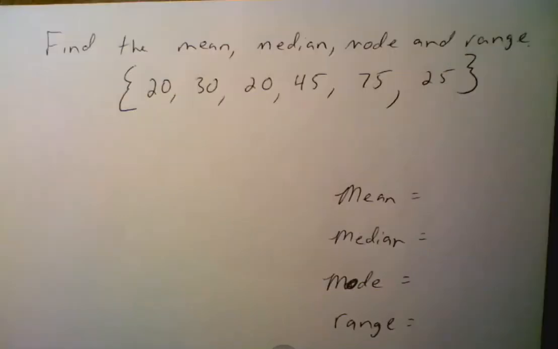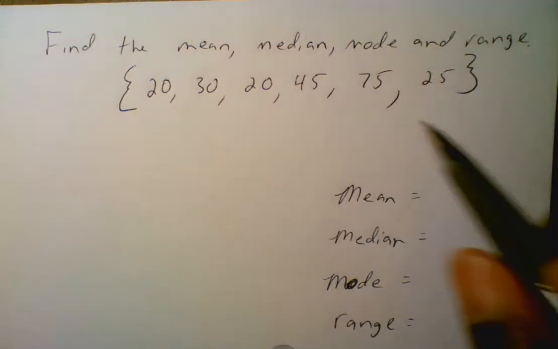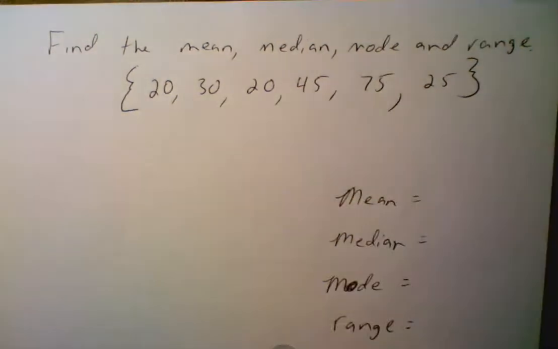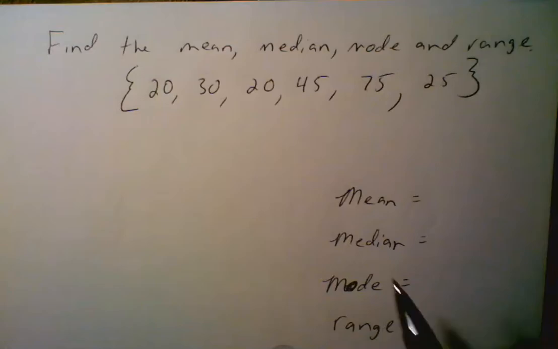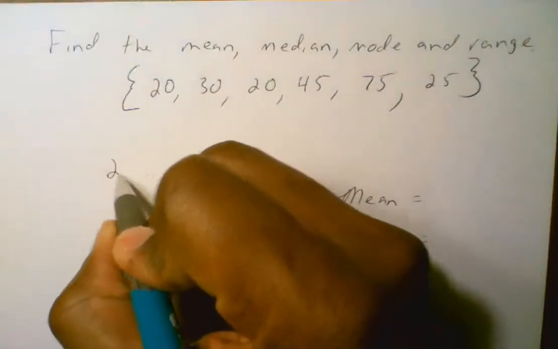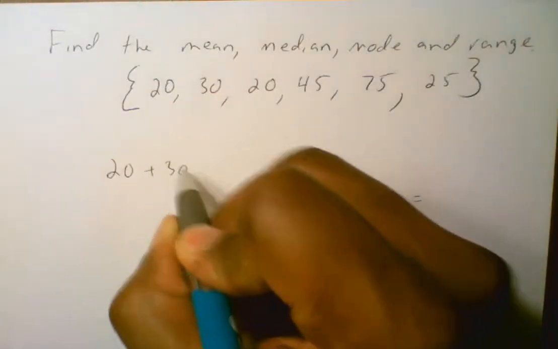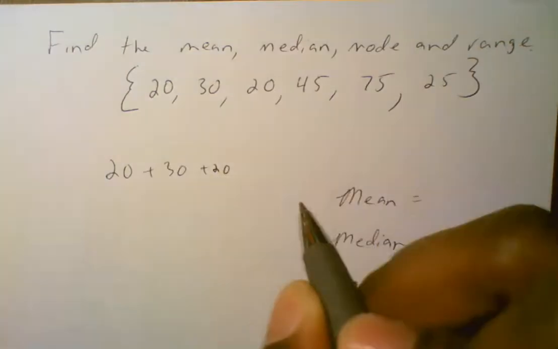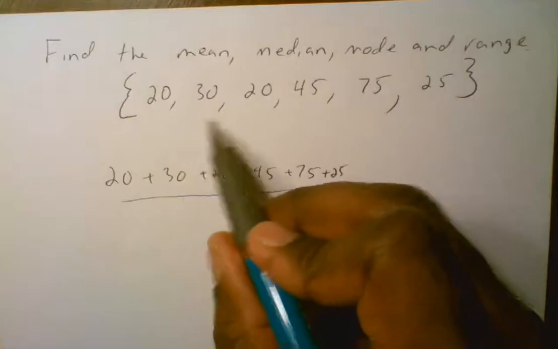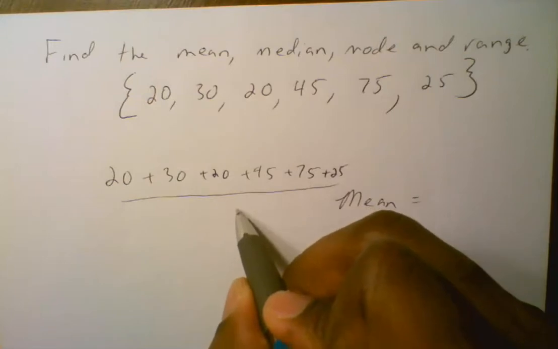I got one more like it. And this one, I gave you an even number of data points. The only difference it's going to make is in finding the median. Everything else is the same. So to find the mean, we're still going to add all these numbers up and divide by the total. So again, mean is the average. So you can add up each of these and divide by the total number of digits.